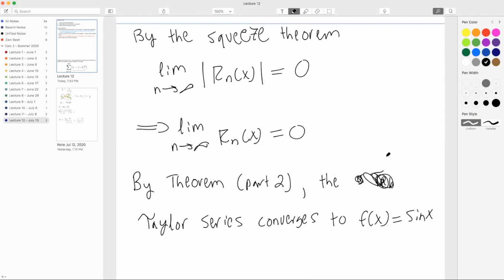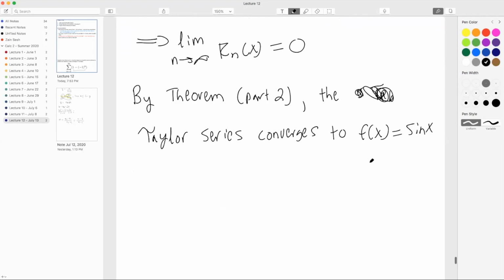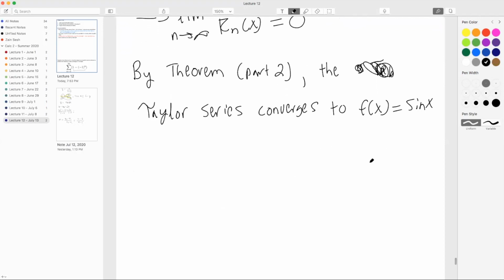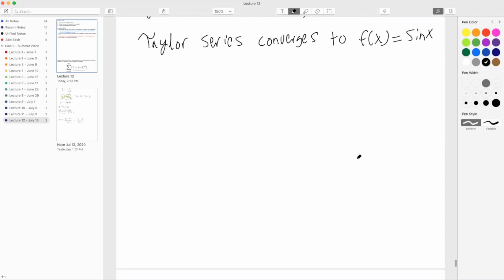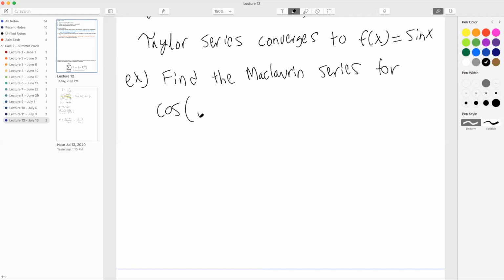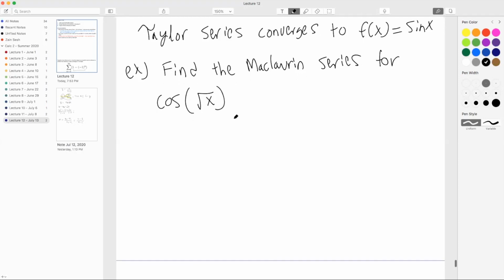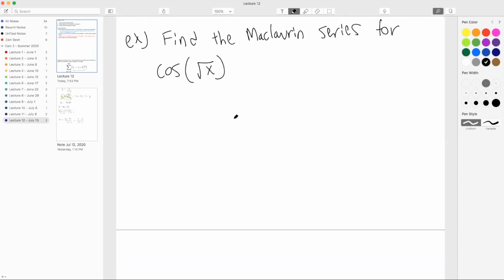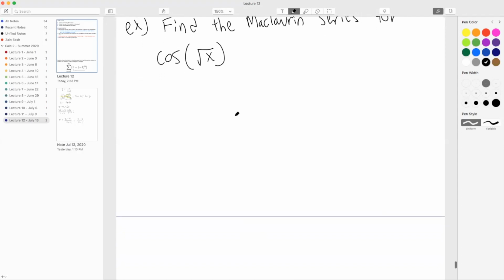Okay, so we're just going to do 2 very quick examples of computing Taylor series, and we're going to be done. All right, so the first example, find the Maclaurin series for cosine of the square root of x. All right, so this is not hard at all.